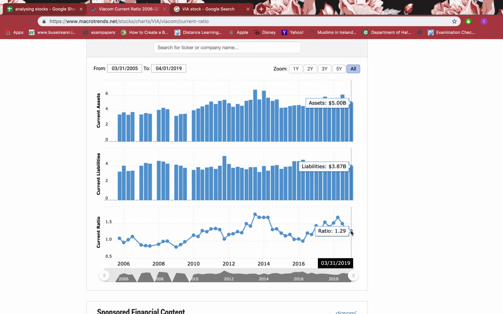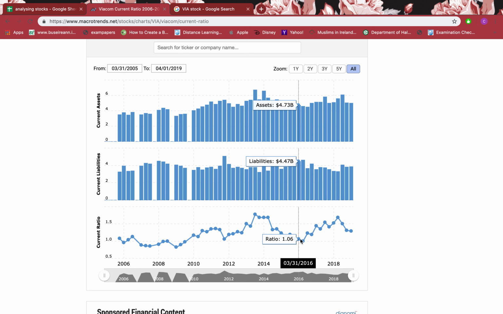So even though the assets are more than liabilities, you can see vertically up, liabilities are 3.87 and assets are 5. There's less margin of safety, so there's still a risk investing. If I go back, it's 1.5, then 1.69. So it's up and down. And in June 2016, it's 0.99, which means that liabilities are more than assets, which is very risky. You can always look vertically up and compare the liabilities with assets.